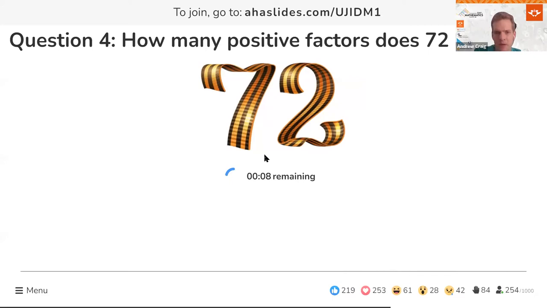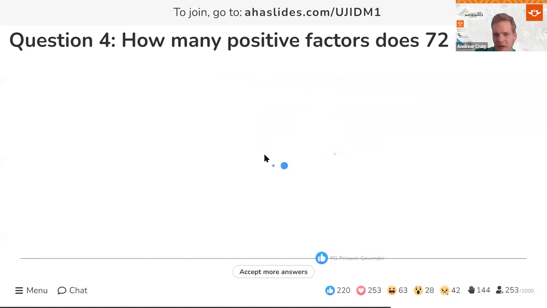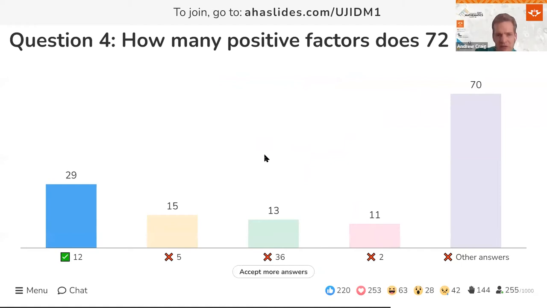Okay, have you got all of those factors? Make sure that you haven't missed any. A few seconds remaining. Okay, and well done. So there were 12 factors of 72. And now on to the last question.